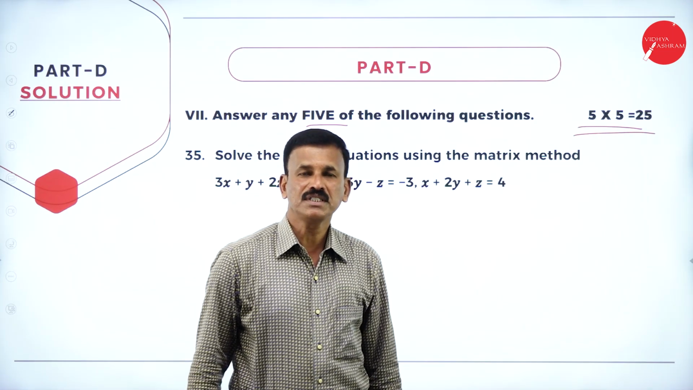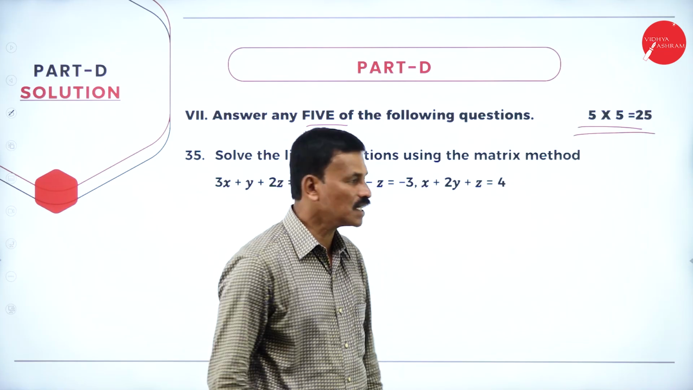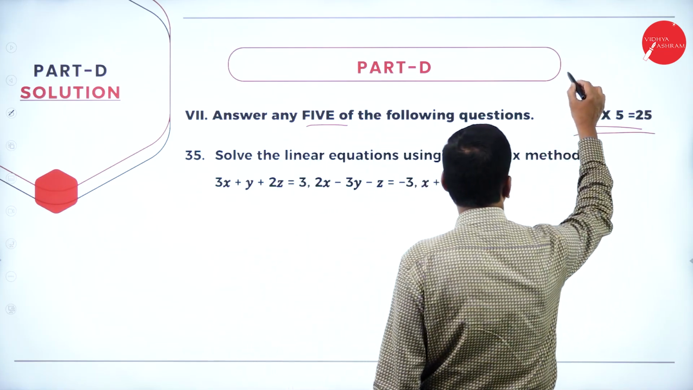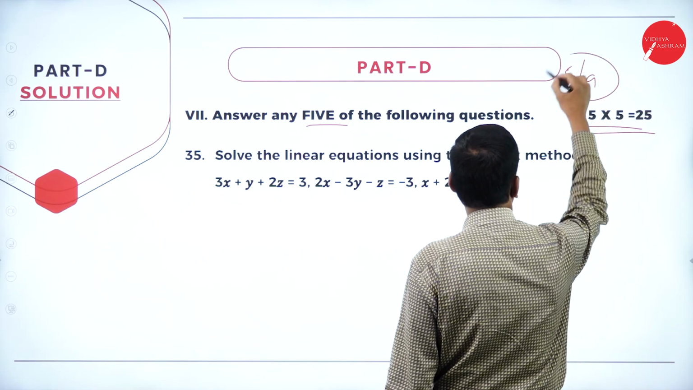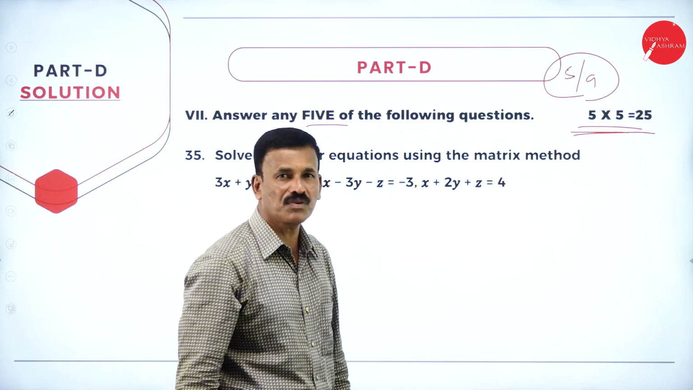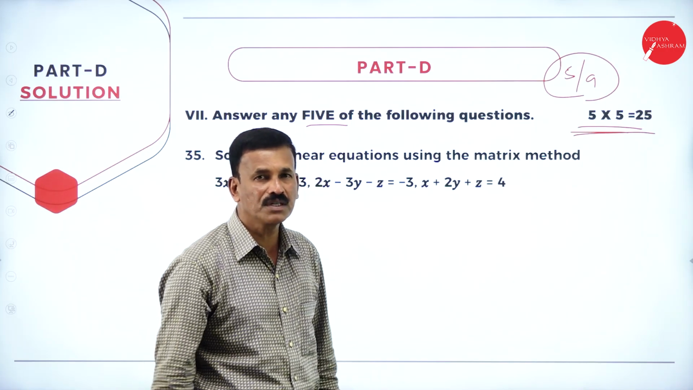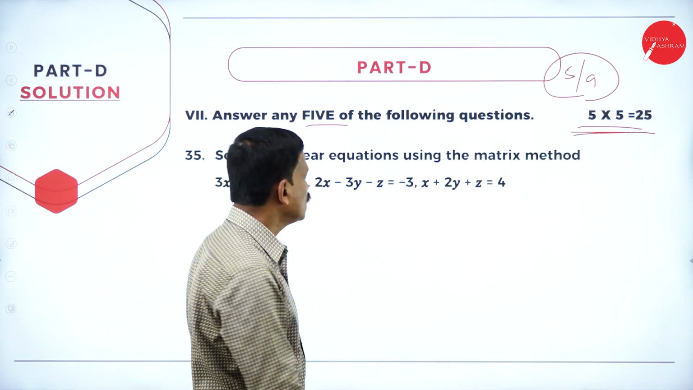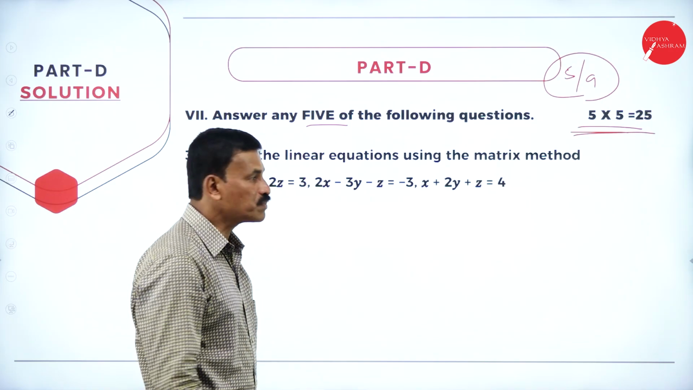In Part D, you will have 9 questions. Out of these 9, you are going to answer 5. So, 5 out of 9 questions, with 4 choice questions. Each question carries 5 marks. 5 5s are 25. So, this is very important for Part D. Now, let us move on to the first problem.